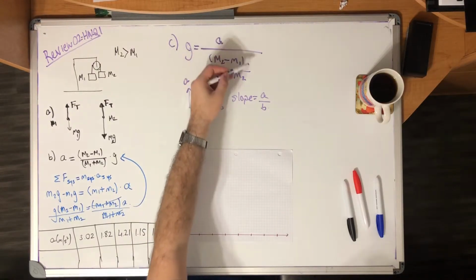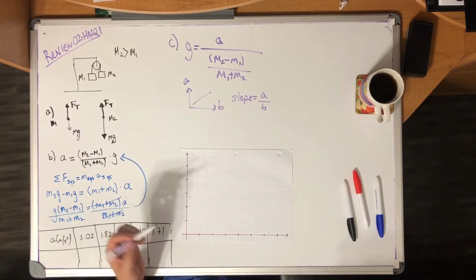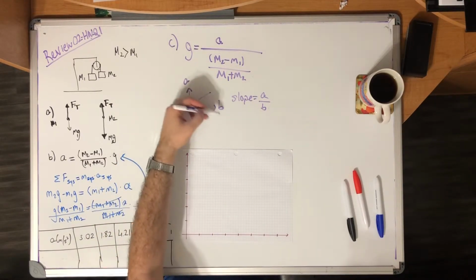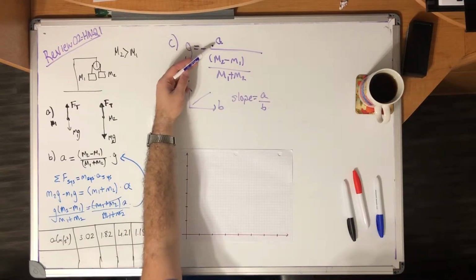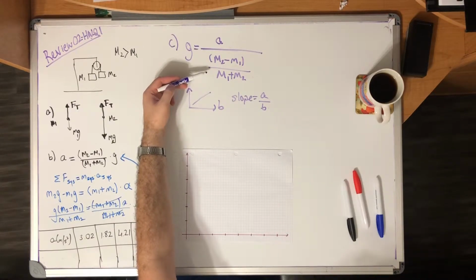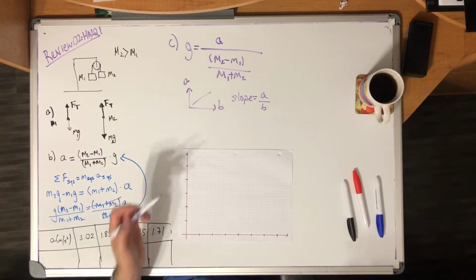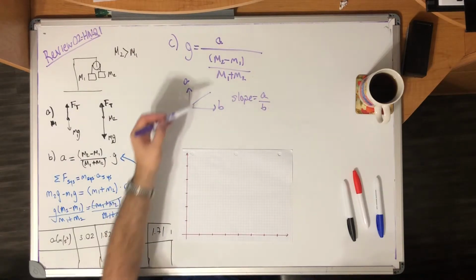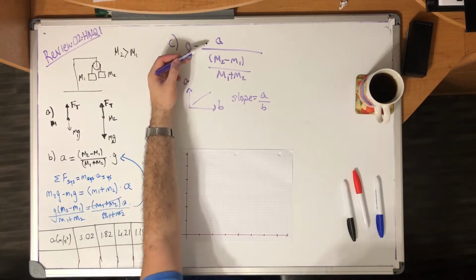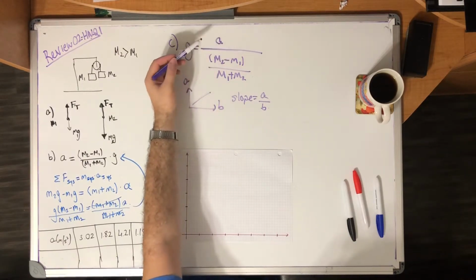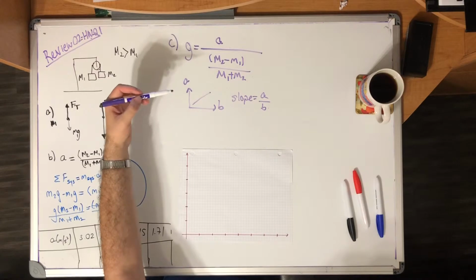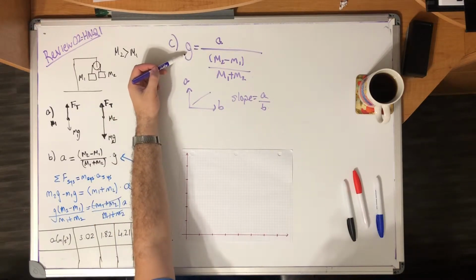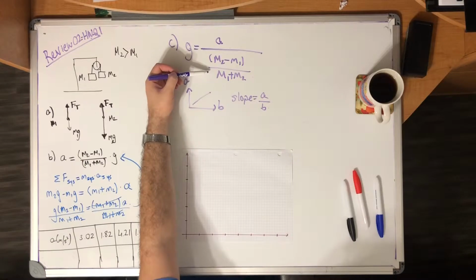Here, instead of a over b as letters, I have a, the acceleration, on the top, and I divide it by something more complex, (m2 minus m1) over (m1 plus m2). But it doesn't matter what you have in the bottom or in the top. I could have something like at squared plus whatever, and that would not change the result. So your g, once you isolate it, is a over this number.